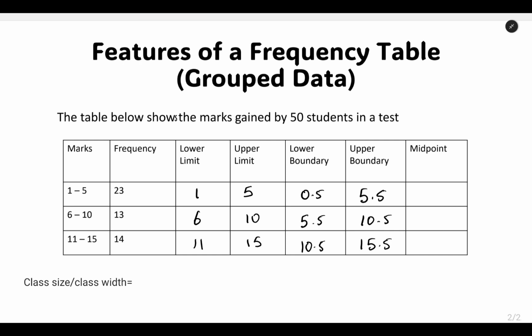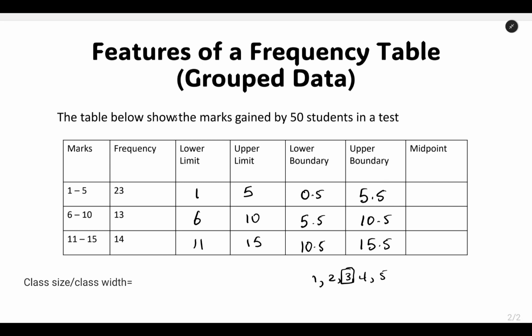Alright, so the next thing you want to find is the midpoint. So the midpoint is basically the middle value in the class interval. Now, if we were to list out the marks for 1 to 5, that would be 1, 2, 3, 4, and 5. And we can clearly see the midpoint here is 3. But let's just say we had a large observation and it wouldn't make sense to list out all of the elements. We can basically find the midpoint by adding the lower boundary and the upper boundary and dividing it by 2.